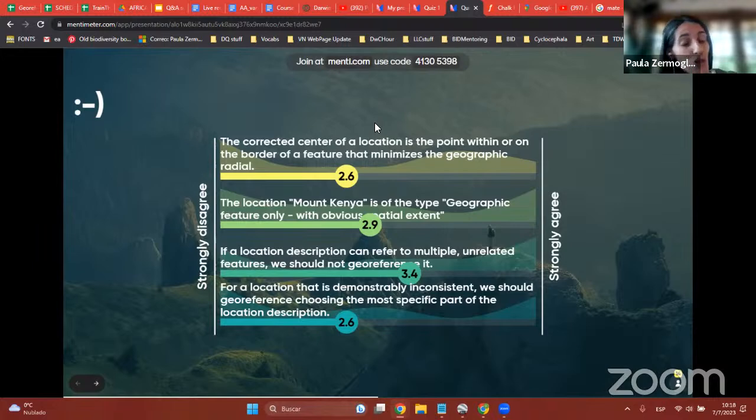As I was saying, it's very tricky because it's a very difficult decision, and we have to take a lot of things into account and see all the information that we have and report the criteria that we're using to do that. So it's very case specific. So we have to analyze each location in particular. But again, in general terms, inconsistencies should not be georeferenced.